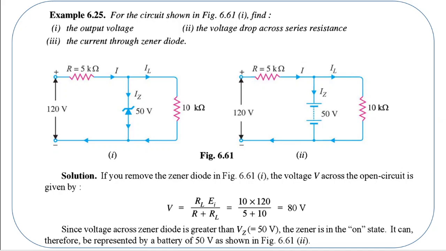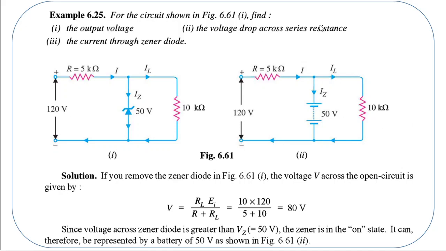Now let's do our calculation. First thing, what is the output voltage? Whatever is the voltage across the Zener diode, same is going to be the output voltage, because the load resistor is connected in parallel to the Zener diode. So 50 volt is going to be the output across the load resistor.